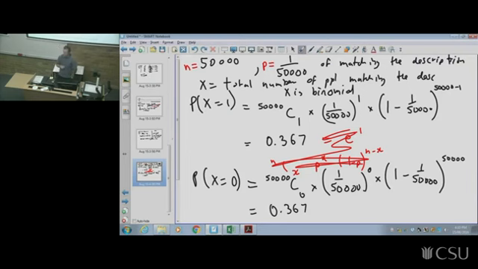Wow. Check it out. Yeah, because 1 in 50,000 is pretty much 0, it's very, very small. So the probability of getting no people or one person satisfying the criteria ends up being almost the same. If you deal with 3 decimal places, it's pretty much the same value. So you can see there's about a 36% chance each.